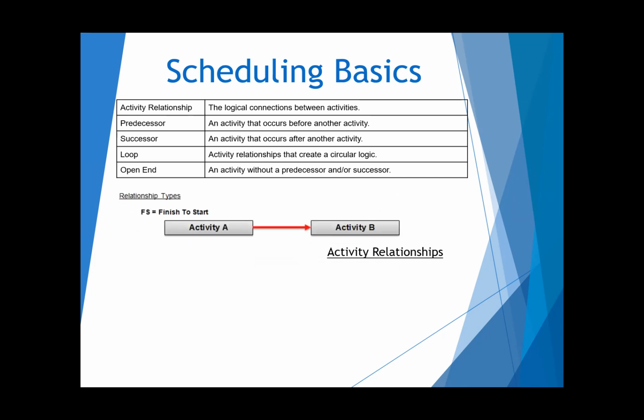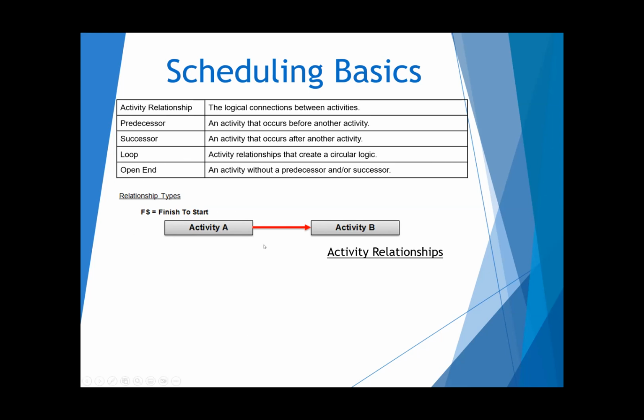So the activity relationships is what I'm going to talk about right now, the logical connections between activities. The predecessor is an activity that occurs before another activity, and the successor is the activity that occurs after another activity. An example is a party. You have a start and a finish. There's a point in time where you start planning, and then there's an end where it finishes, and the result is having a good time. Those activity relationships are tied together.